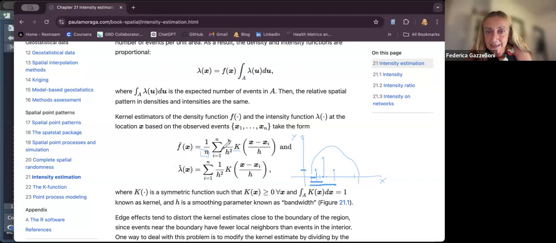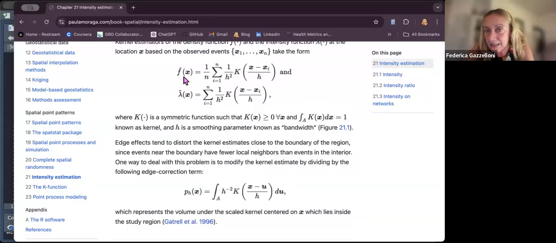Okay, h is a smoothing parameter known as a bandwidth, and this is basically the construction of a function that then is used to identify the intensity of points or the concentration of points in a certain area. Okay, so let's go back and clear everything up before going forward.